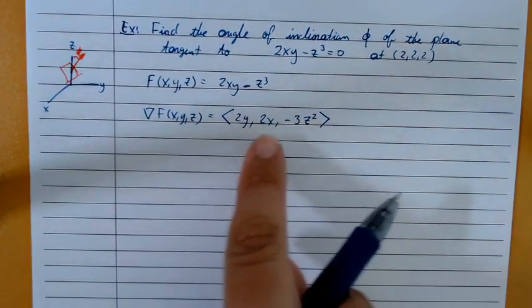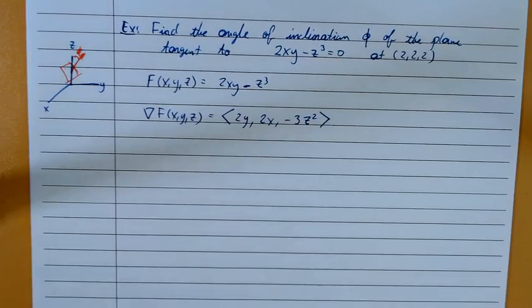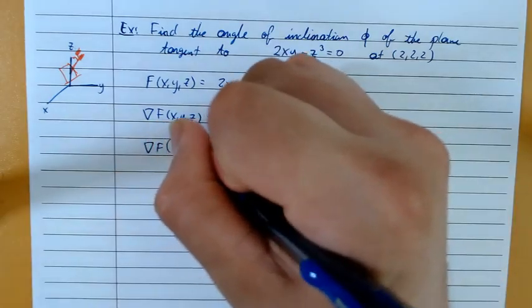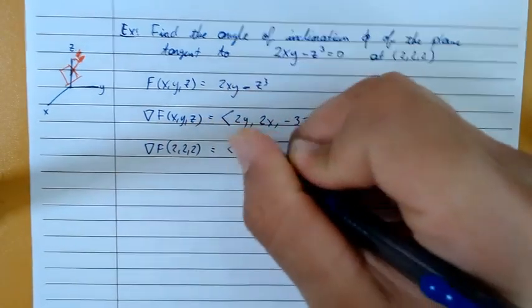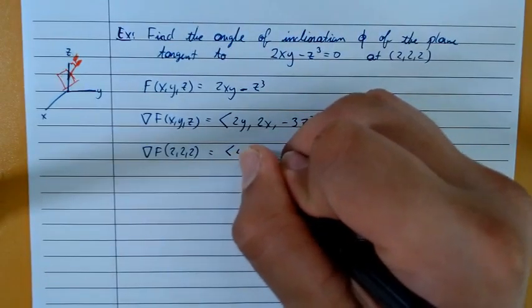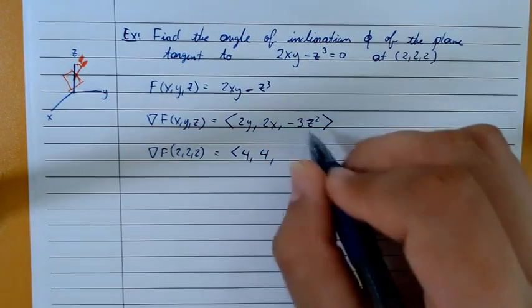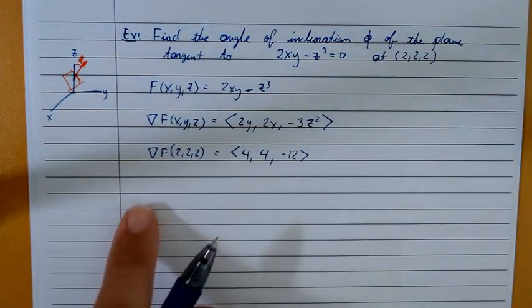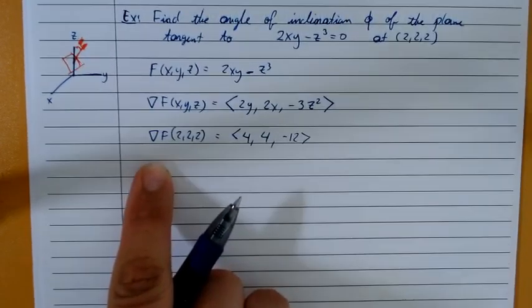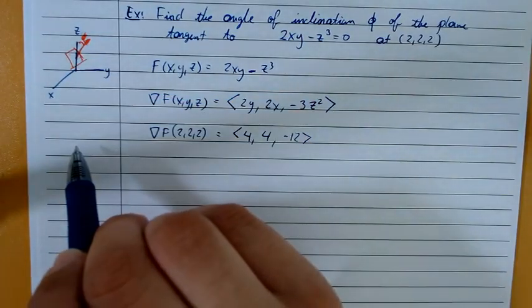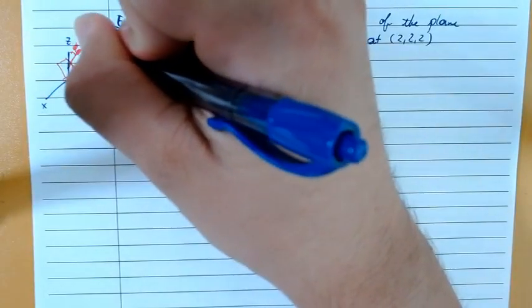Okay, well, that's the gradient, but we want it specifically at that point. So the gradient of f at 2, 2, 2 is equal to, well, all my variables are equal to 2 now. So 2 times 2 is 4, 2 times 2 is 4, and 2 squared is 4 times negative 3 is negative 12. So there is our gradient vector, which means that is the vector normal to the plane that's tangent to our surface. So that vector there would be 4, 4, negative 12.